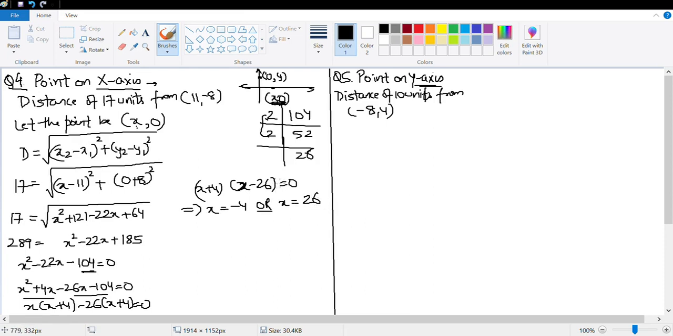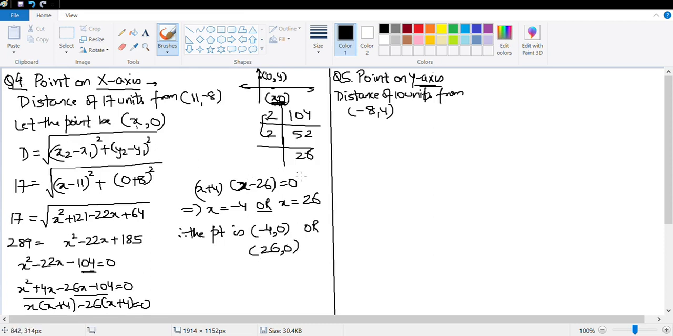Let's see what else they want to know. The question says, find the coordinates of the point. Therefore, the point is negative 4 comma 0 or 26 comma 0.